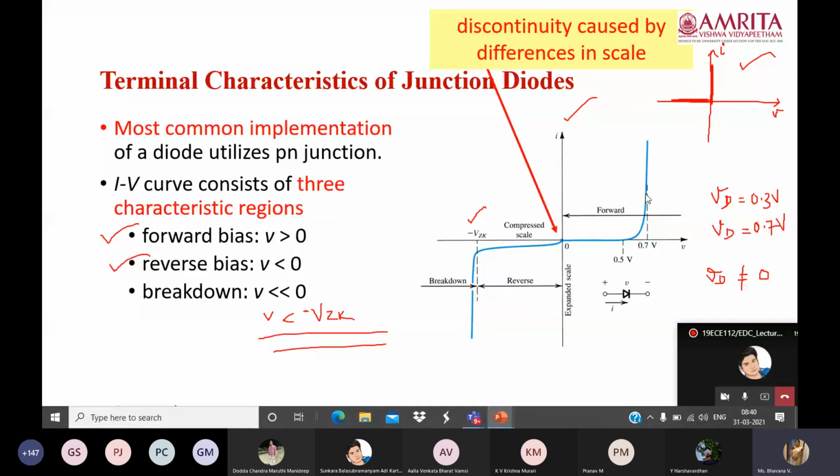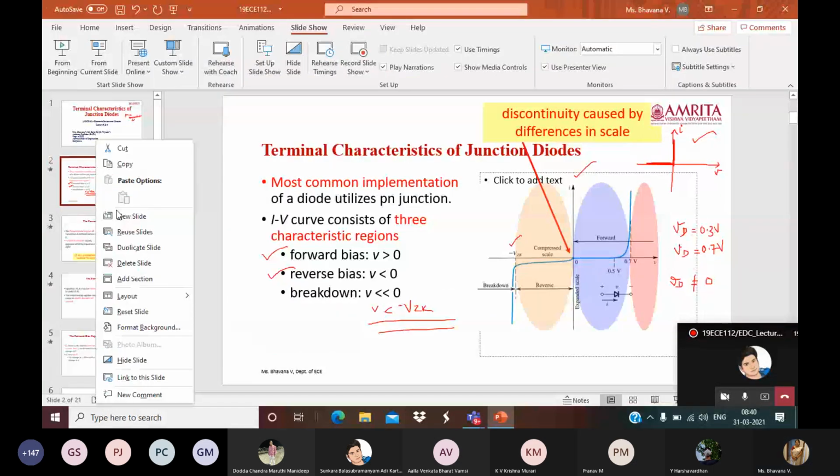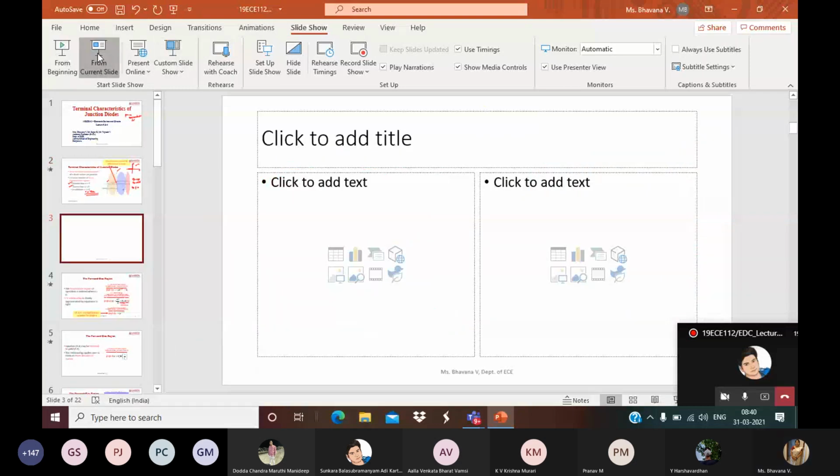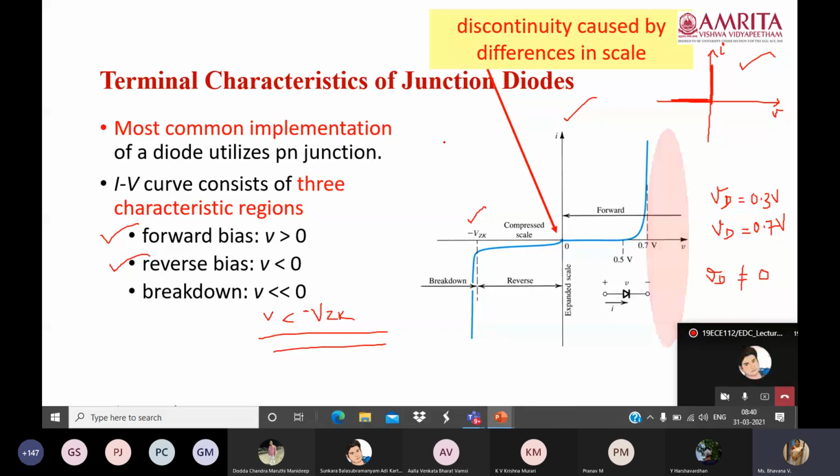A, the forward biased region, determined by V greater than 0, where small v is the terminal voltage.